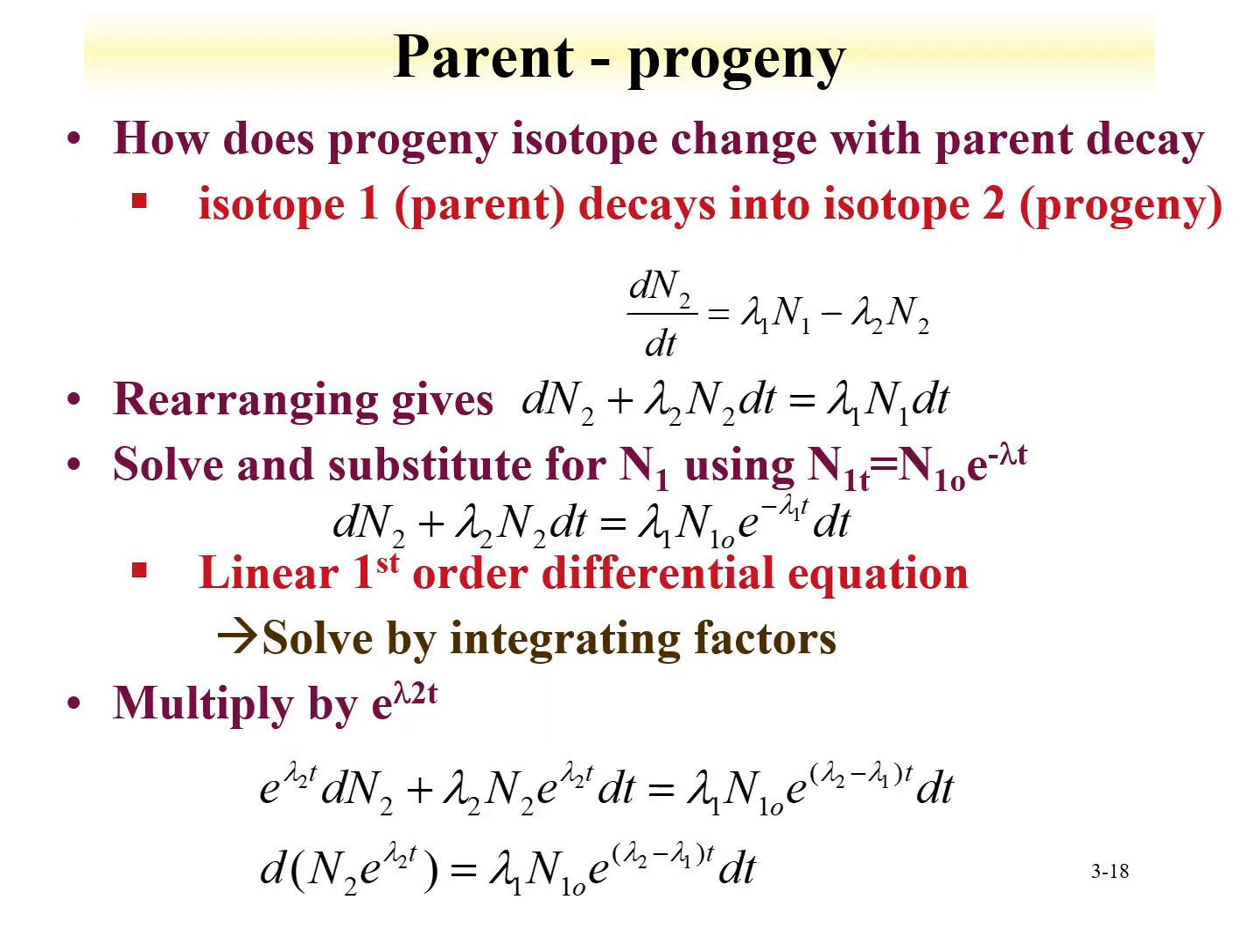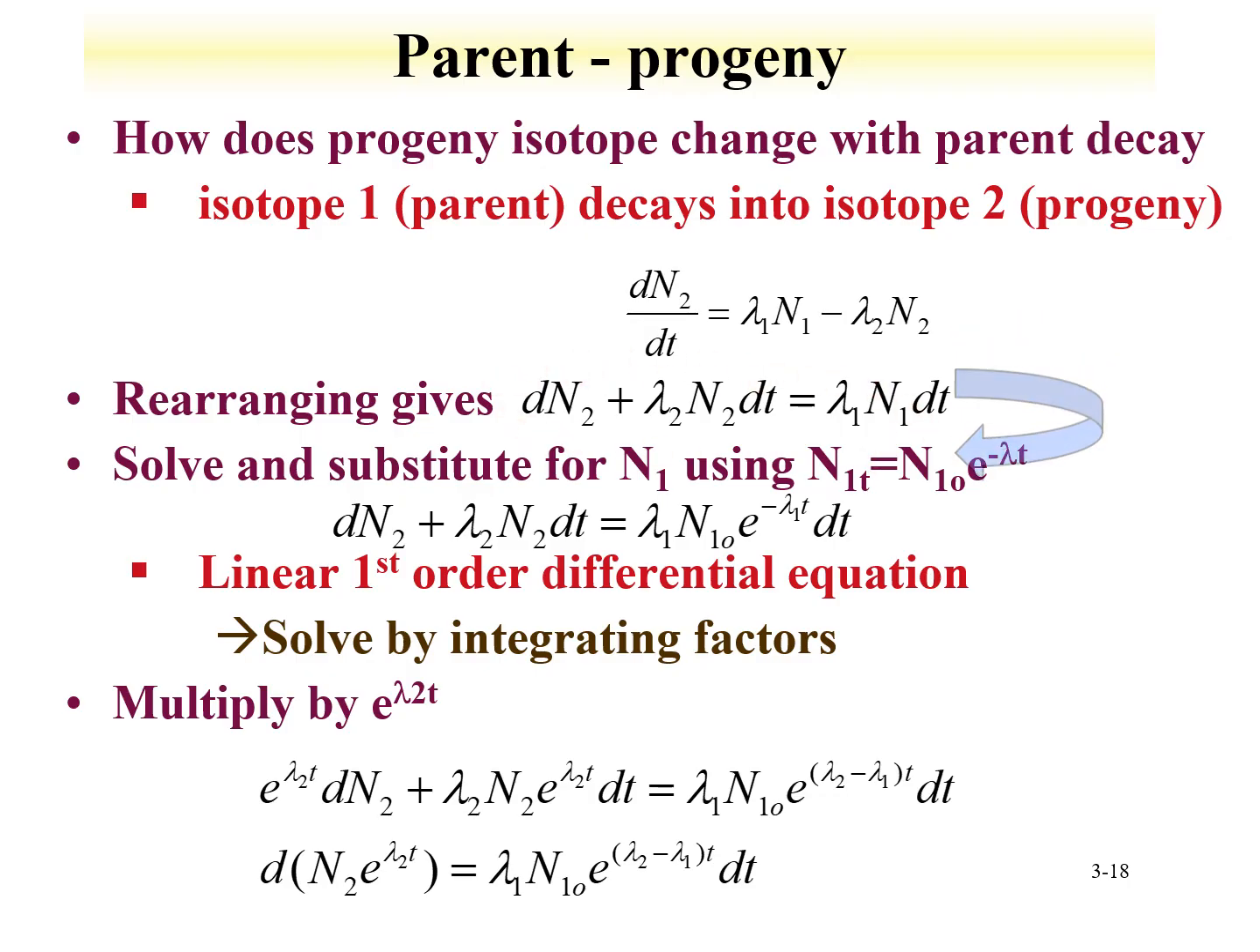Let's consider the case of a progeny isotope being produced from the decay of a parent isotope. So we have an isotope 1, and it decays into isotope 2. So the change of isotope 2 as a function of time is just equal to the decay of the parent producing a progeny isotope, and then any subsequent decay of that progeny isotope. We rearrange this equation and we get this term, we get this equation.